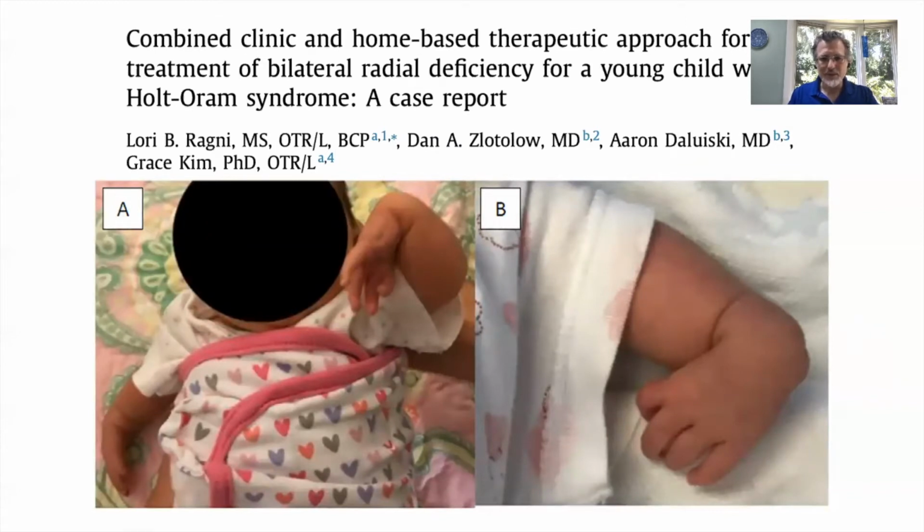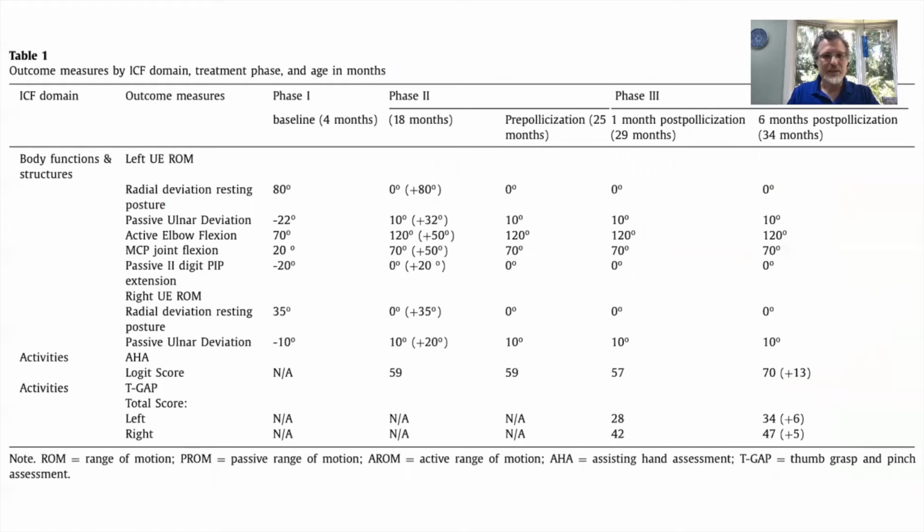And while this is a case report, it's important to note the functional gains we were able to achieve. Lori Ragney was one of the therapists involved and really spearheaded this effort. So when we look at this child's range of motion, you can see at phase 1, resting posture and radial deviation over here was 80 degrees. And in phase 2, as we went on to pulsations, you can see that we gained 80 degrees of ulnar deviation.